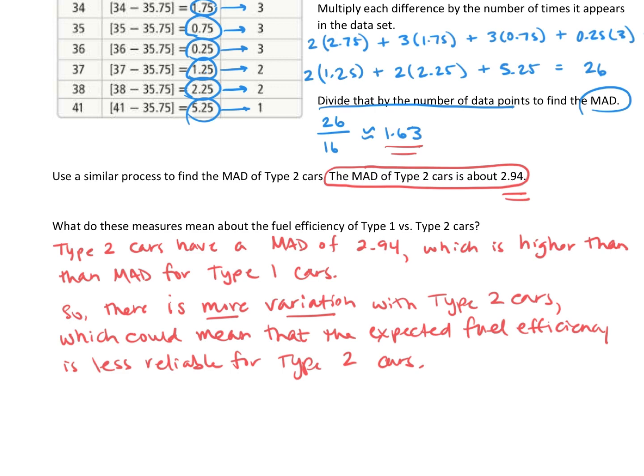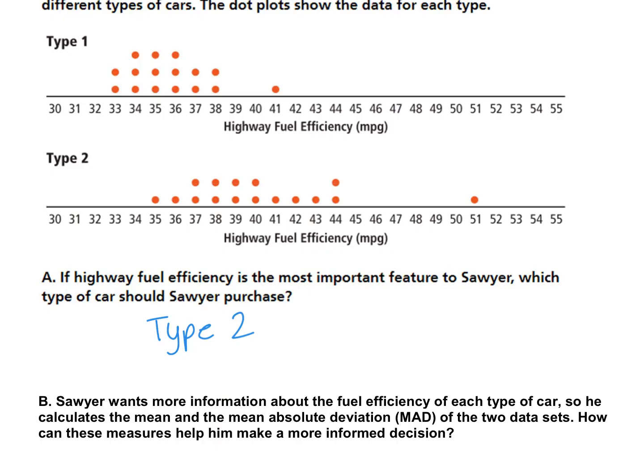So when you have a higher MAD value, your data is more spread out, there is more variation, and it becomes a less reliable statistic to use about your data set. All right, so last question. How does the outlier in the second data set affect the mean and the MAD, the mean absolute deviation?